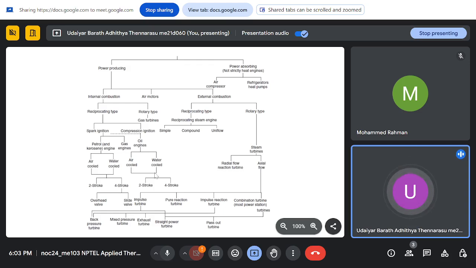These engines can operate two ways. One is two stroke and the other is four stroke. That's one. In the rotary type, you have power producing steam turbines, radial flow turbines or axial flow turbines, which we saw in the previous week on the Rankine cycle, and the types of turbines which we also saw. This is just to give an idea of how it's classified.